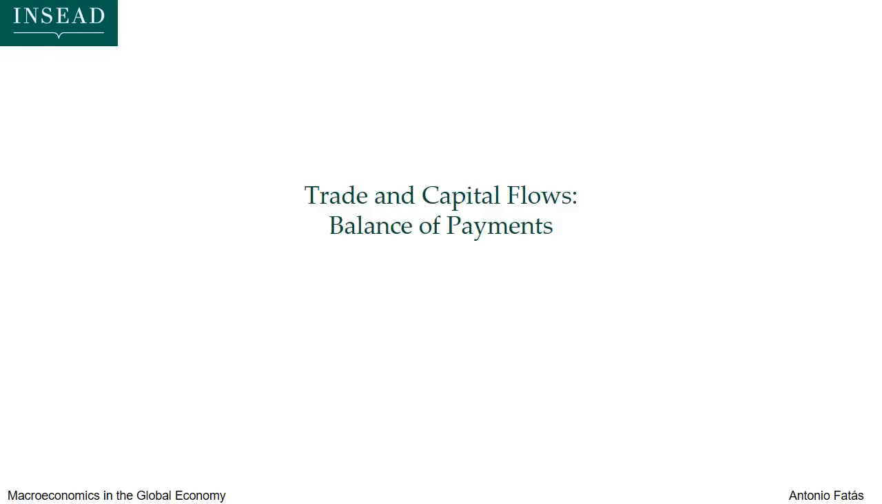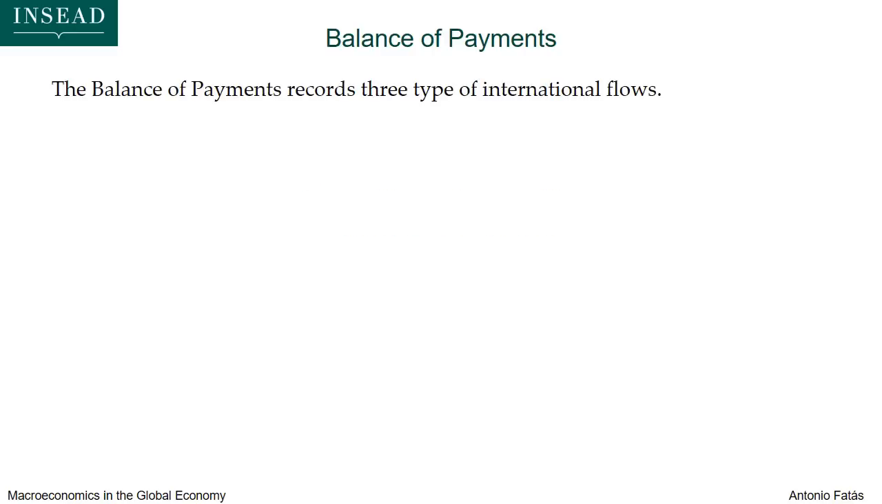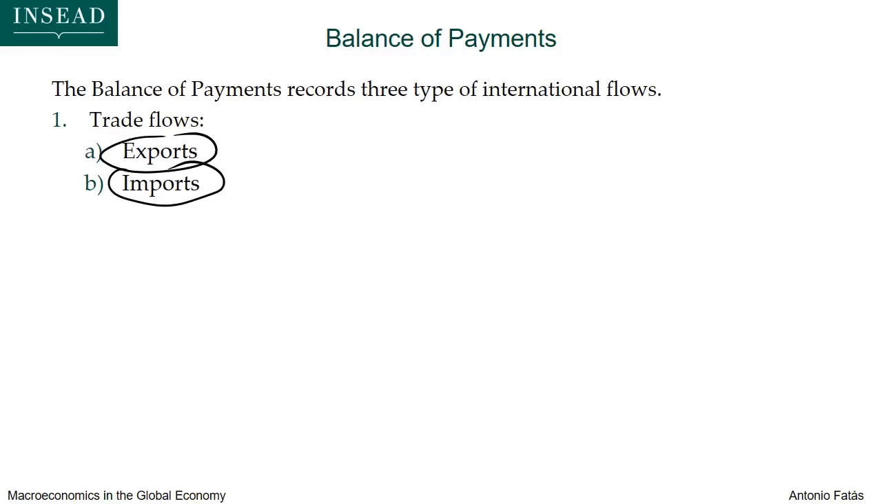In this video, we're going to talk about the balance of payments of a country. The balance of payments records all the flows that cross borders between two countries. There are three types of international flows that will be recorded in the balance of payments. First, we'll record the trade of any goods and services that crosses a border, and we'll call them exports if they come from our country, imports if they come from another country.